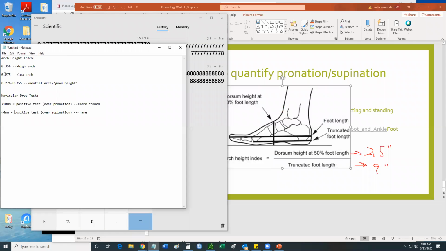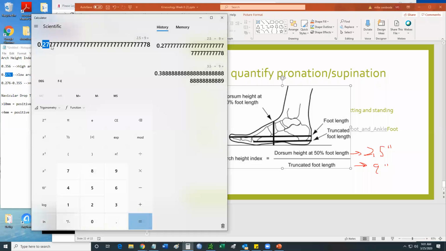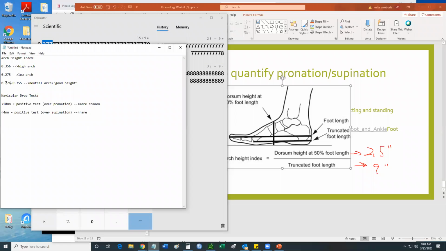So for me, technically, that 0.277 would be in the normal range, but I'm kind of saying that's within the margin of error because I know I have flat feet, so I do have a low arch. So hopefully if you're measuring yourself, that you would be able to do a little bit better with that. But at least now, hopefully you have a decent idea of how this actually works.